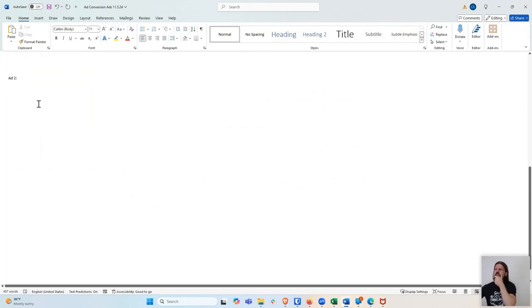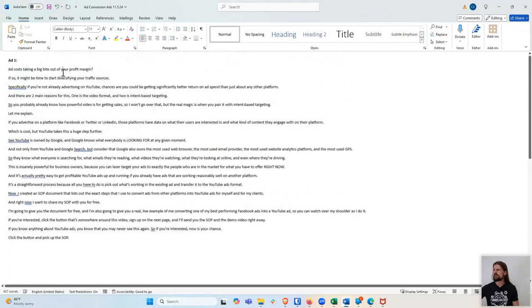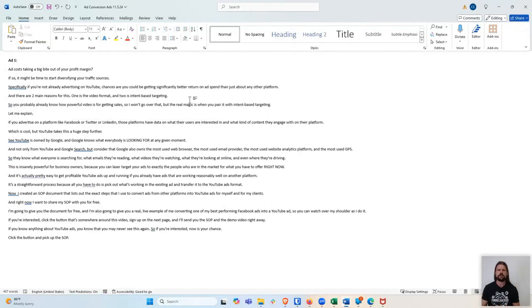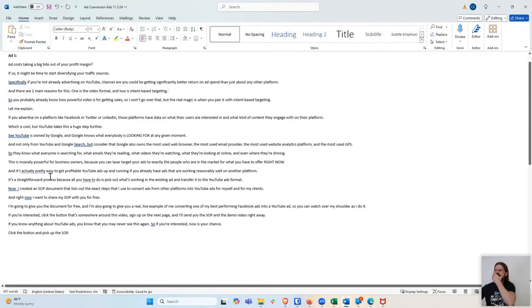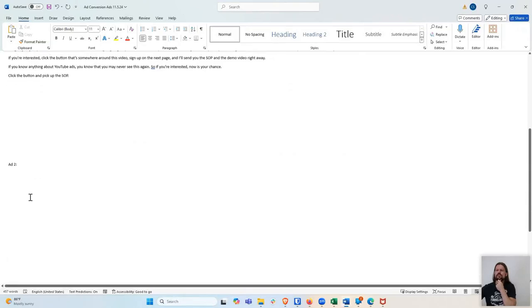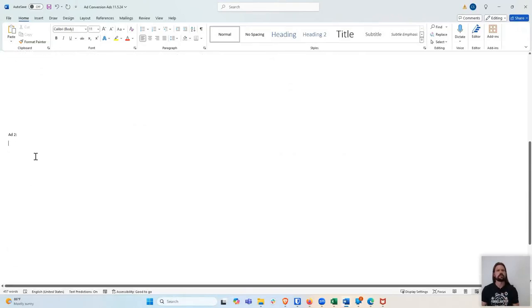So, let's see. The first thing I want to start with is I want to choose a benefit. So actually, in my ad that I created first, I focus specifically on profit margin and return on ad spend, which is basically you pay less money per customer with YouTube ads than you are with whatever platform that you're already on. That's the idea here. And there's various other benefits to YouTube ads. So I'm thinking for ad two, I'm going to focus on some other benefit.